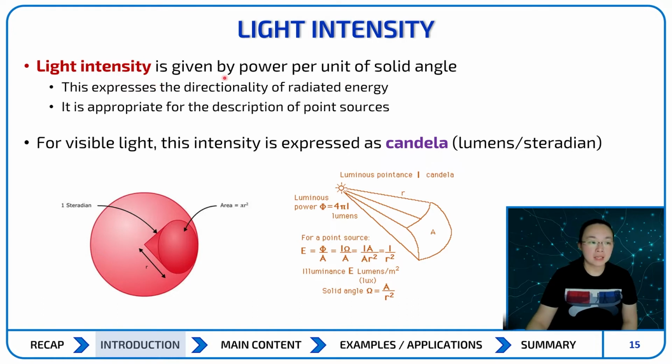Another way of considering light intensity, when it says it's given by power per unit of solid angle, this whole term is also called luminous pointance, which we call candela. So we would consider this to be some sort of candela per unit of steradian.